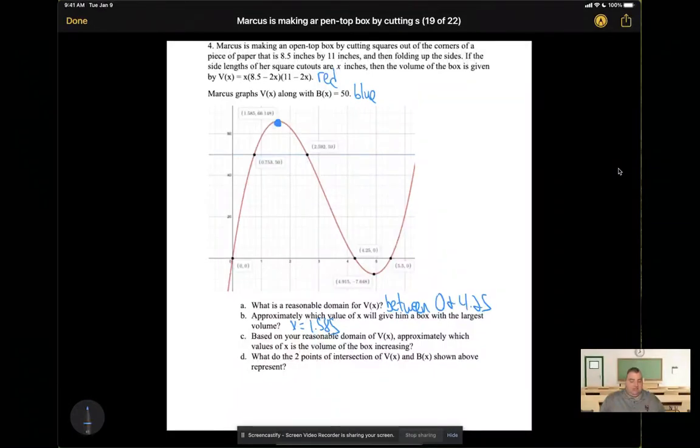C, based on your reasonable domain of v of x, approximately which values of x is the volume of the box increasing? So the volume of the box is increasing between 0 and 1.585, and then it decreases to the end here. So approximately which values of x is the volume decreasing or increasing? It's increasing between 0 and 1.585.